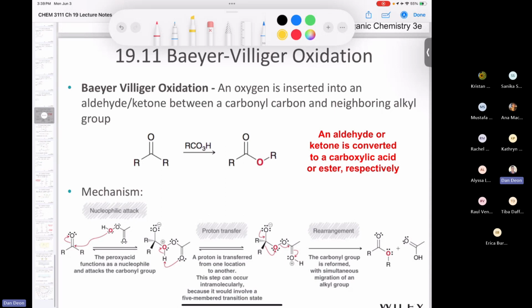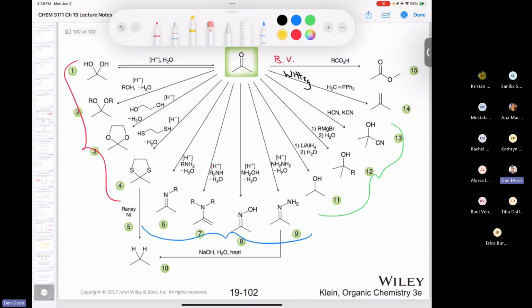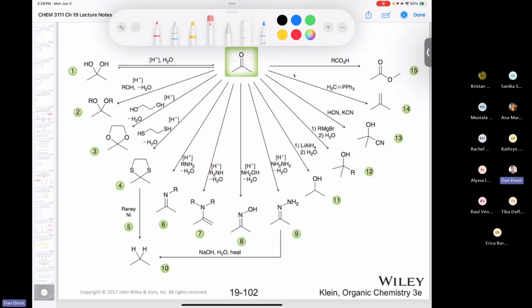So if we go down to the very end, you can see what we've covered today. What we covered today is the formation of a hydrate, an acetal, a cyclic acetal, a thioacetal, Raney nickel reduction, the formation of an imine or a Schiff base, an enamine, a hydroxylamine, an oxime rather, a hydrazone. We covered the Wolff-Kishner reaction.